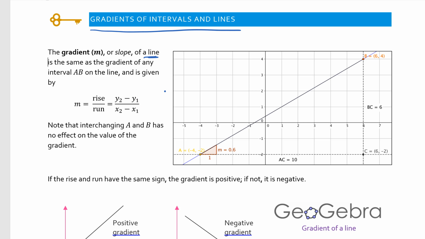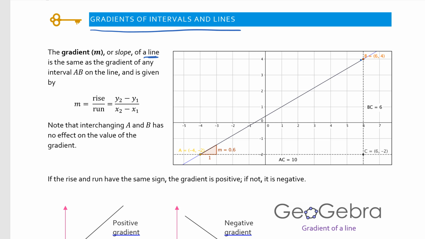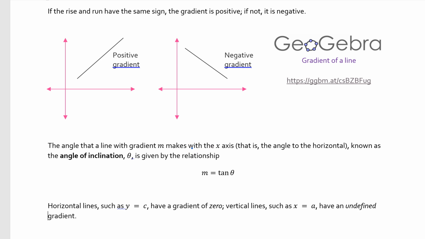The thing about using the formula is that you just need to be consistent. Once you pick out one set of coordinates as the ones you're going to call y1 or x1, then you just have to do that consistently through there. If the line tends upwards to the right, then the gradient is positive. If it tends downward to the right, the gradient is negative, something I'm sure you're very comfortable with.